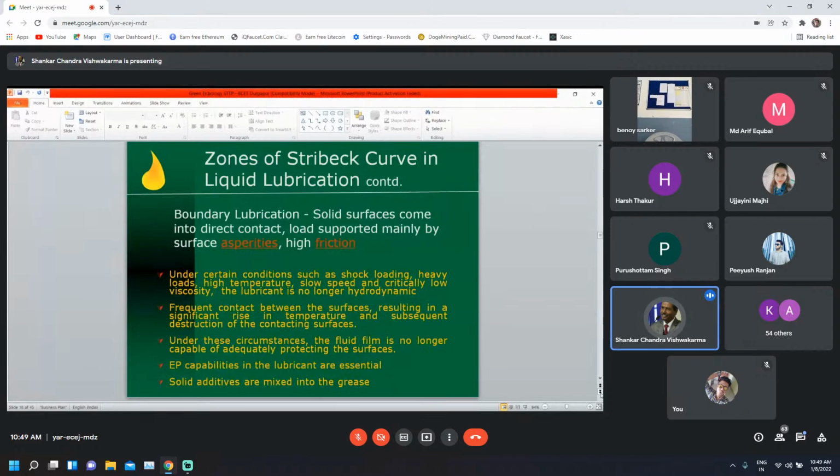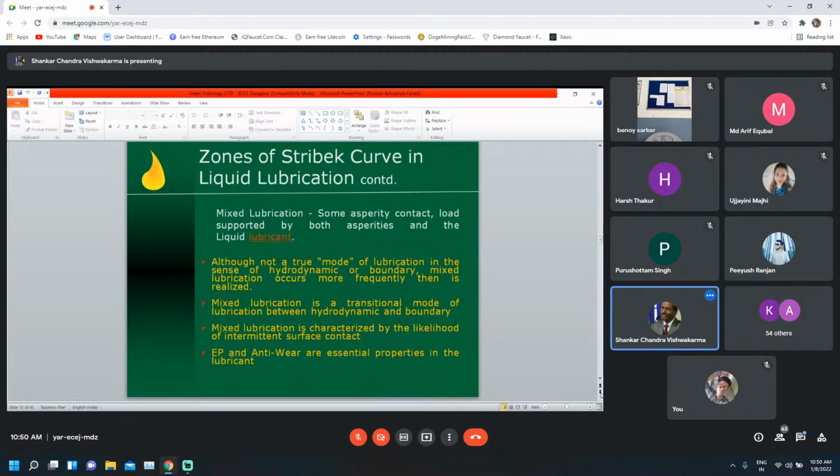So under these circumstances, the fluid film is no longer capable of adequately protecting the surface. This is required to be addressed whenever we are designing the lubricant. And the lubricants are fortified with some additives. We call them EP additives. So EP capability, or extreme pressure capability, in the lubricant is very, very essential to avoid failure of the component under boundary lubrication. Another, when we move from boundary to next, that is called mixed lubrication.